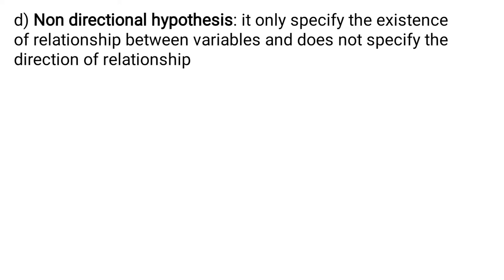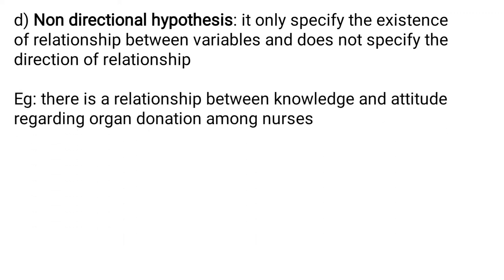Whereas non-directional hypothesis, it only specifies the existence of relationship between variables and it does not specify the direction of relationship. Example, there is a relationship between knowledge and attitude regarding organ donation among nurses. So knowledge and attitude.